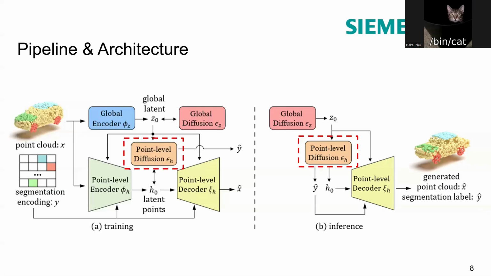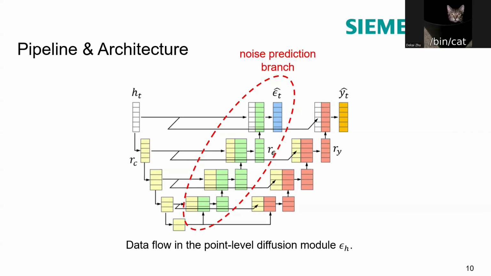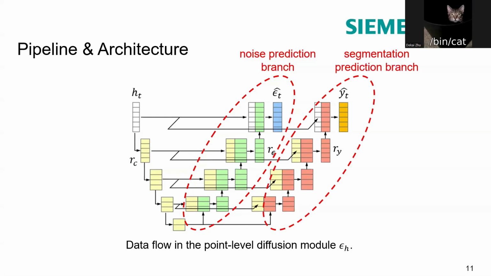What is interesting here is the point-level diffusion model. This module consists of one downsampling data path and two parallel upsampling data paths. The first data path is used for noise prediction for the generation purpose, and the second data path is used for semantic prediction. So the downsampling path here is used to learn the common features, which are the yellow colored features here, while the two upsampling data paths separately learn the features for the noise prediction and the segmentation prediction.